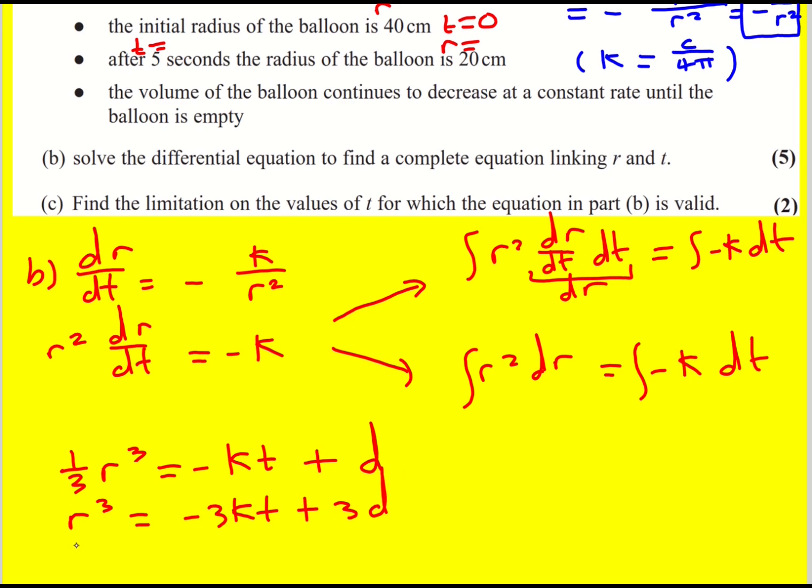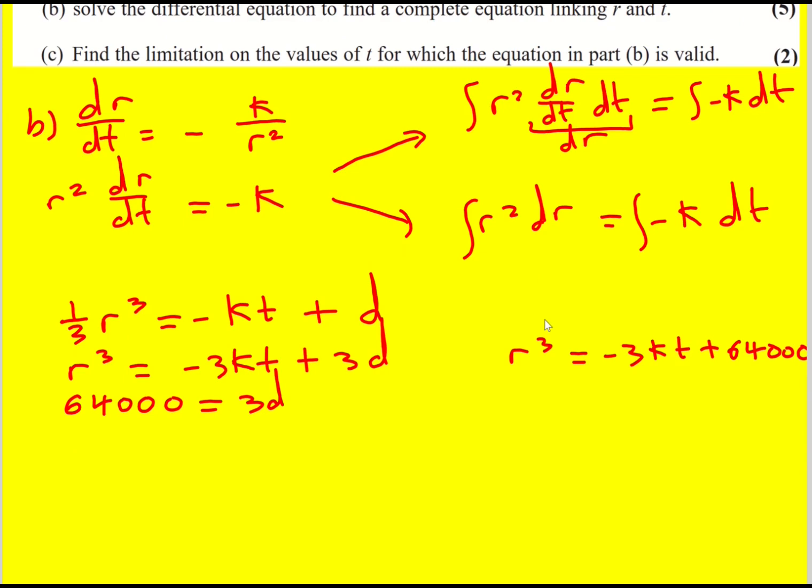So I'm going to get that 40 cubed, which ends up being 64,000, is going to equal 3d. I don't even need to work out d. I actually want what 3d is. So r cubed is going to be minus 3kt plus 64,000. Okay, that's my updated formula. And then when t is 5, r is 20. So that gives me 8,000 equals minus 15k plus 64,000.